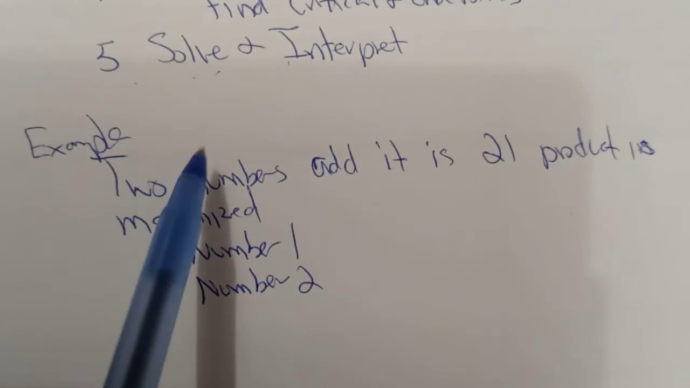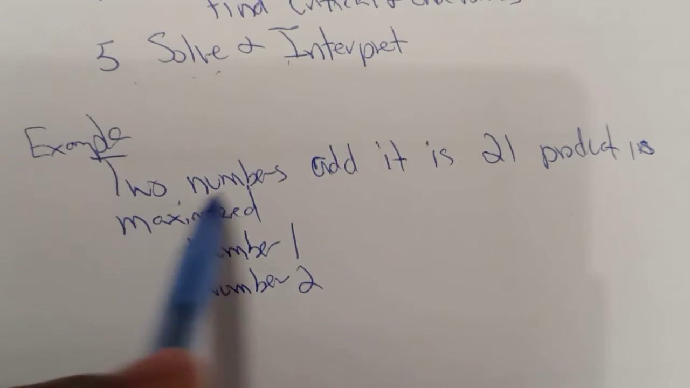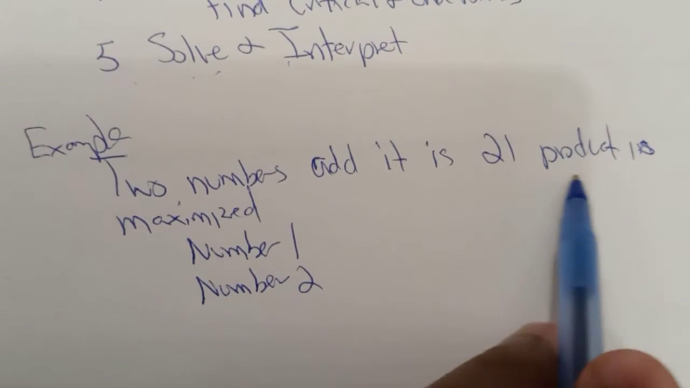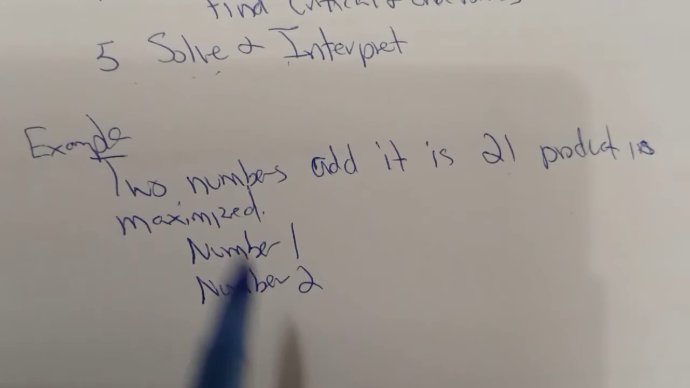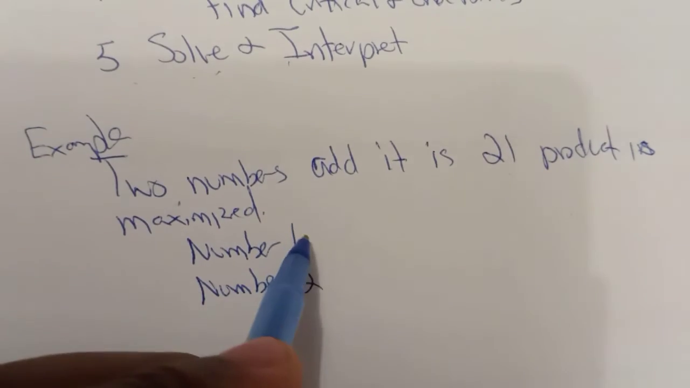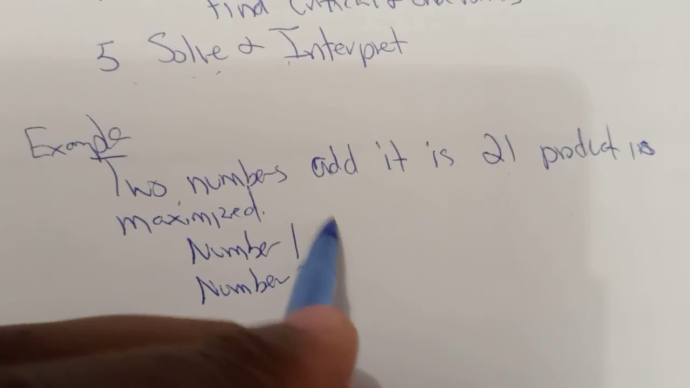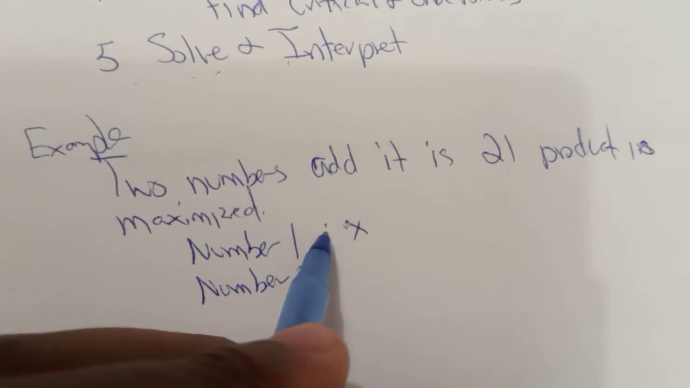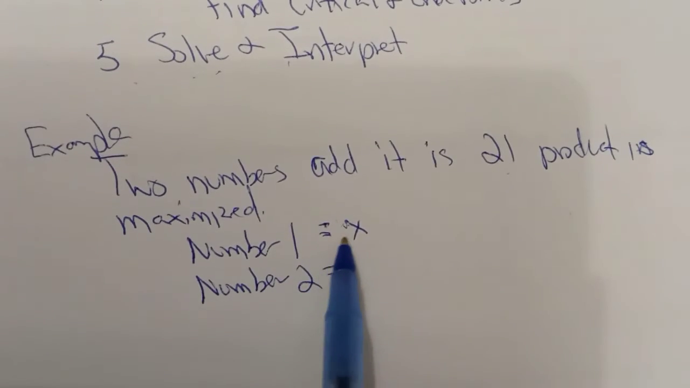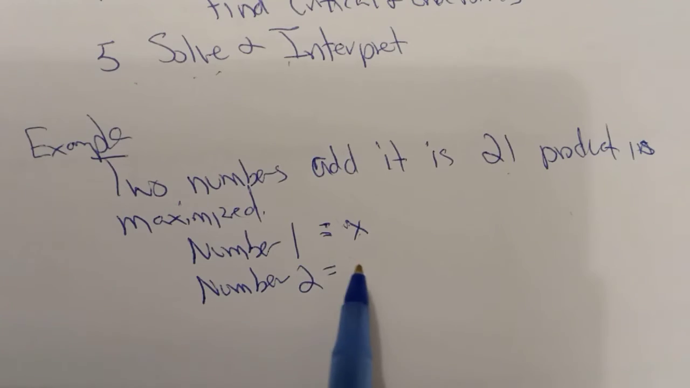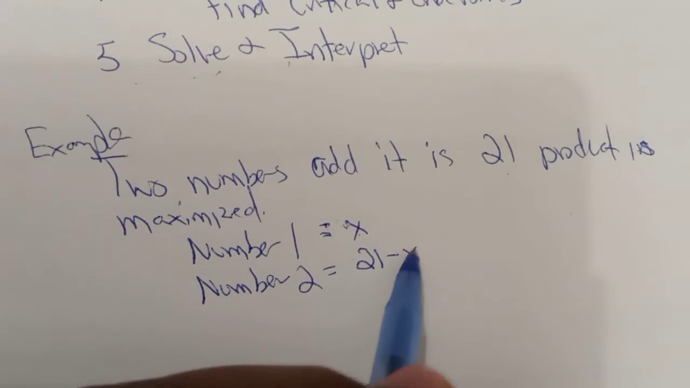Now, for first thing I'm doing is reading this, okay? I have two numbers that add to 21 and the product is maximized. Okay, so I want the biggest product possible of two numbers that add up to 21. So I have number one, I'm going to define it as x. And my number 2, because I define my number 1 as x, I'm going to define in terms of x. And I'm going to define it as 21 minus x.